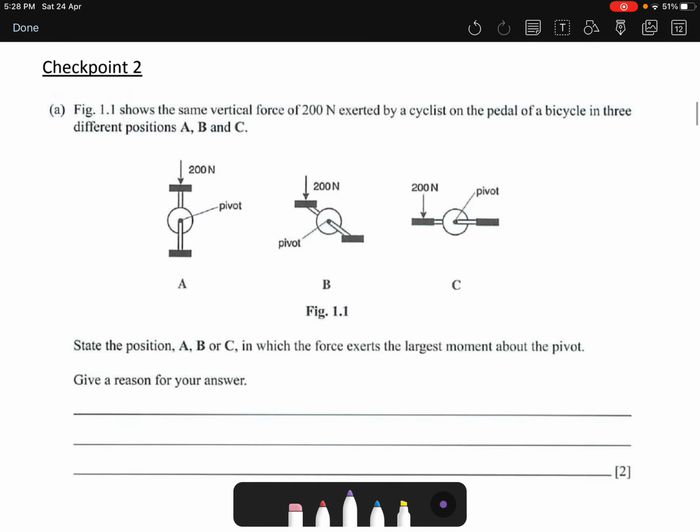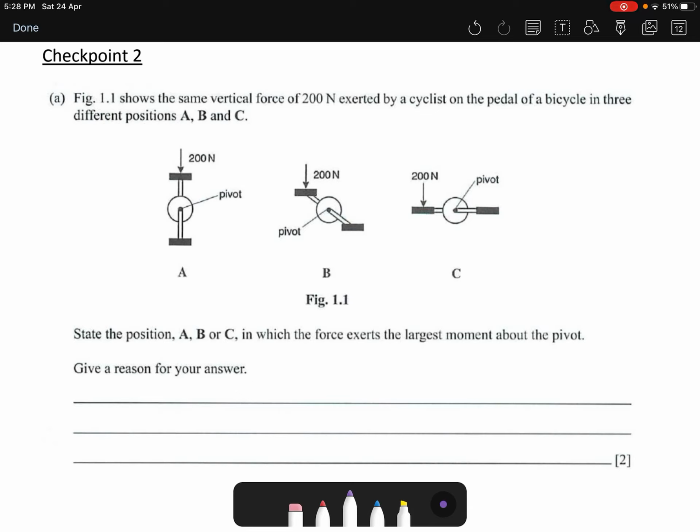So this is an open structured question. We are given 3 scenarios where the same vertical force of 200 Newton is exerted by the cyclist in a different position A, B, C. State the position A, B, or C in which the force exerts the largest moment about the pivot, and give my reason for the answer. This is a qualitative question where you just need to explain. Whenever you are doing a qualitative question, please look at the number of marks provided. Then you give your points accordingly.